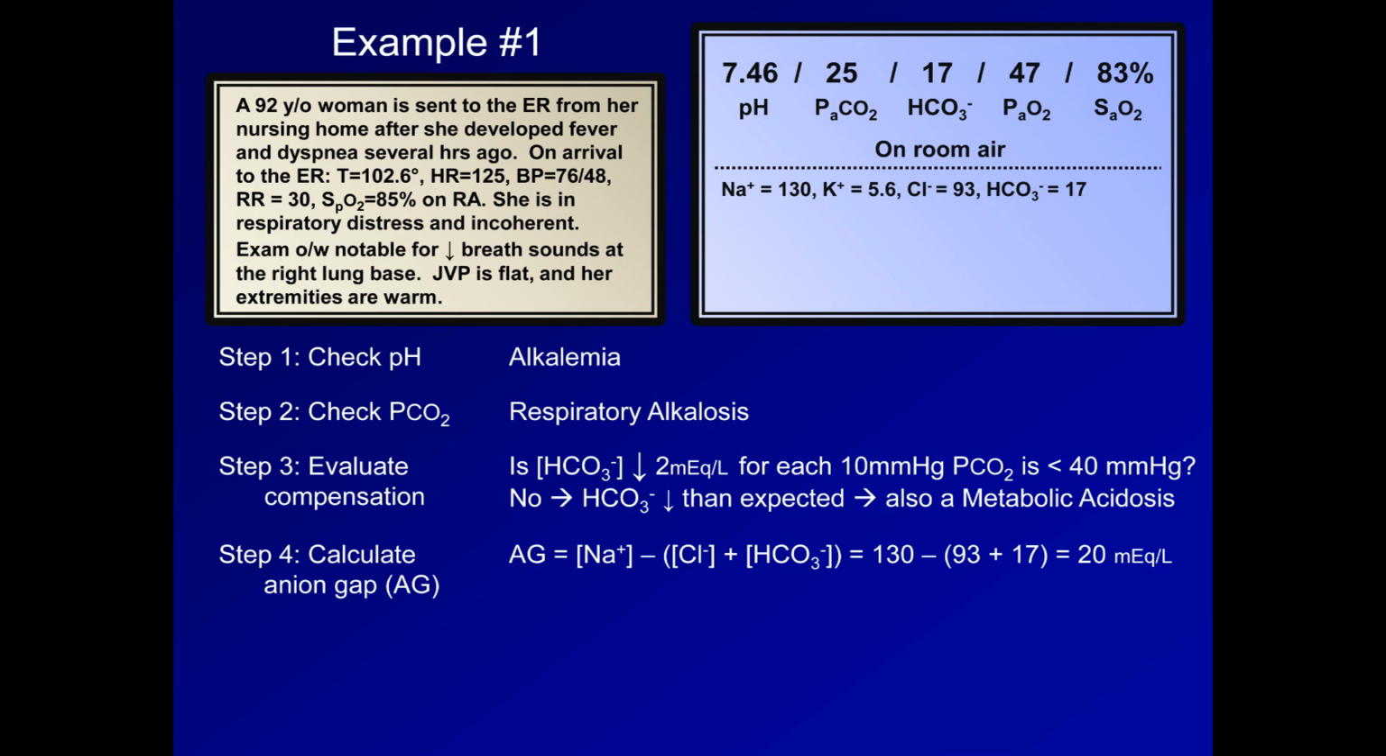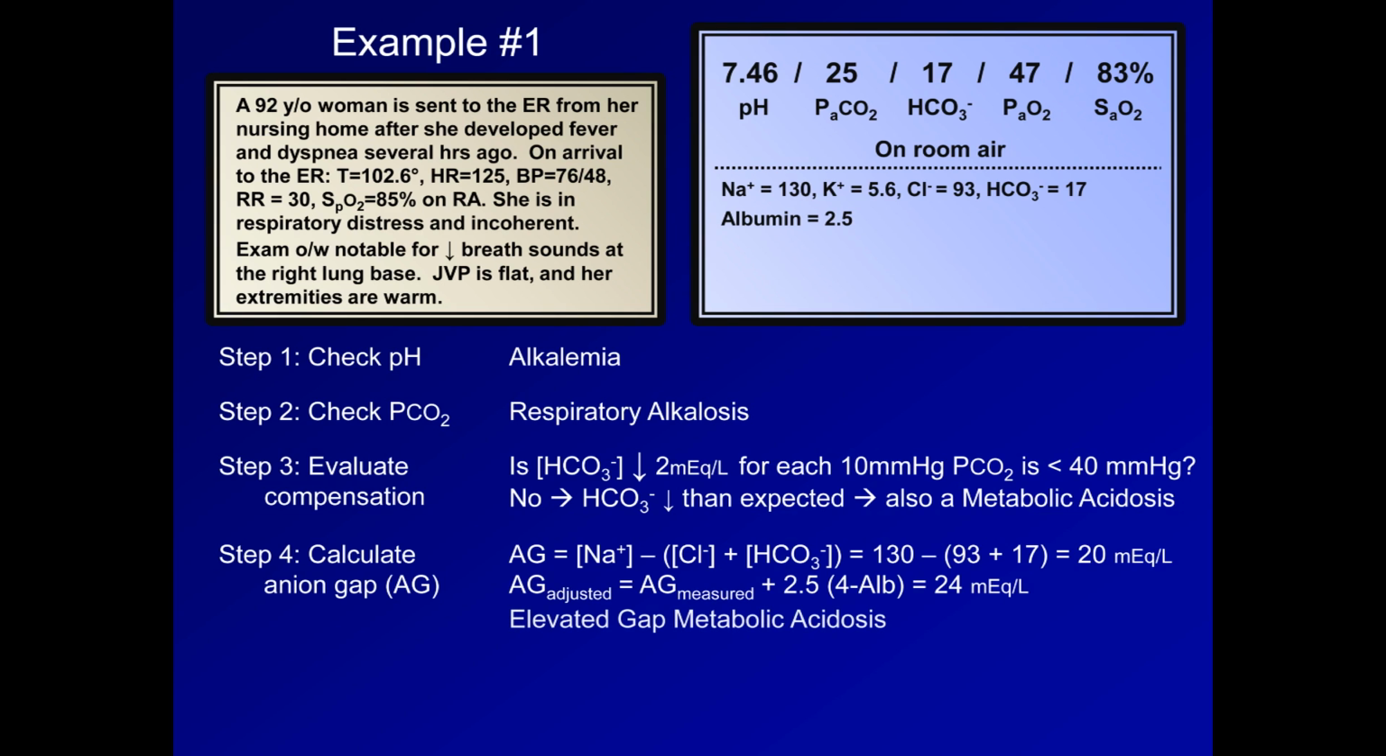We then need to adjust the anion gap in the presence of hypoalbuminemia using this empirically derived formula. This patient's albumin is 2.5, which results in an adjusted anion gap of 24. Therefore, we now know that the metabolic acidosis identified in step 3 must be an elevated gap metabolic acidosis.